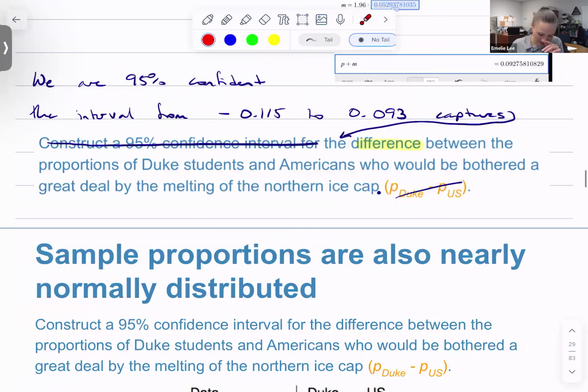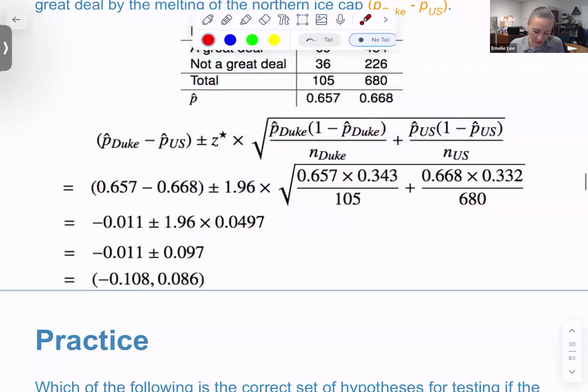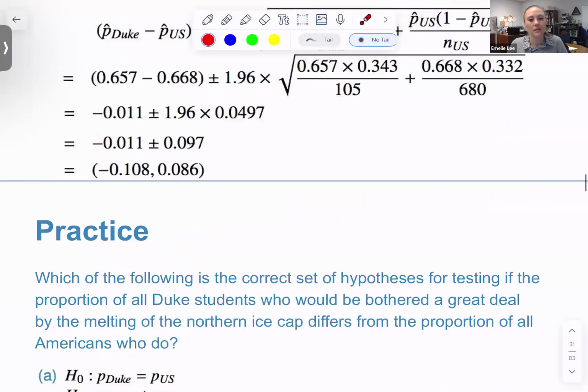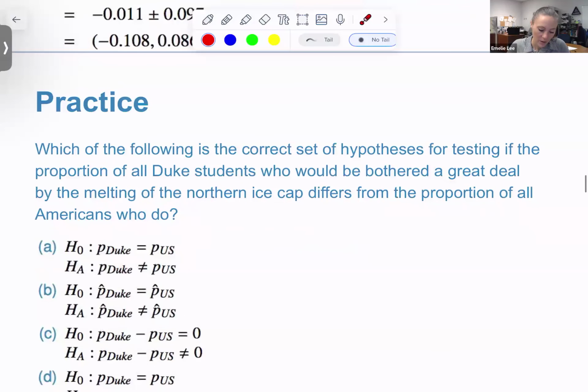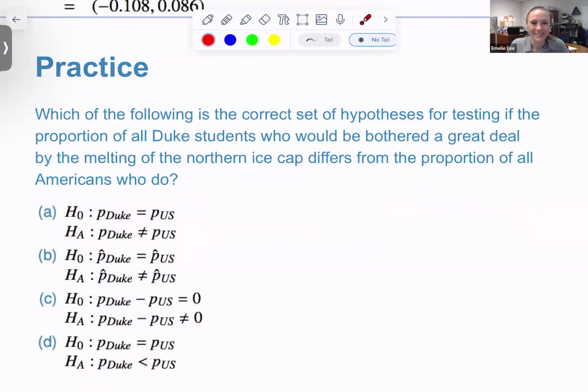So here's the same problem that we worked through, but I want to go through a hypothesis testing question. Okay. So here, which of the following is the correct set of hypotheses for testing if the proportion of all Duke students who would be bothered a great deal by the melting of the northern ice cap differs from the proportion of all Americans who do?